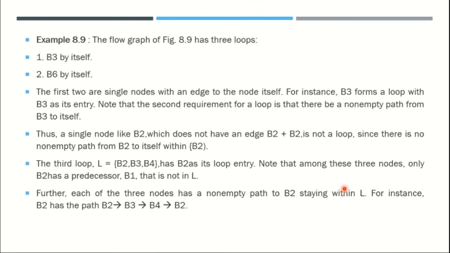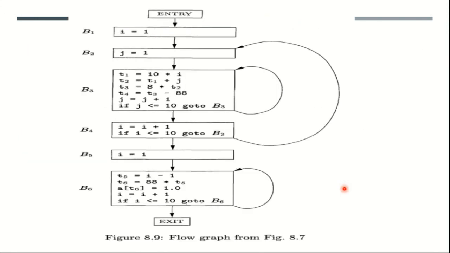Now, from the above example, let us discuss what the several loops are. Consider the above flow graph. Here block 3 is one loop, block 4 is another loop, and block 6 is another loop. Block 3 contains itself. The beginning of the instruction is T1 equals 10 star I, and the end of the instruction is if j less than or equal to 10 then go to block 3. Whenever j is less than or equal to 10, control again goes to itself.